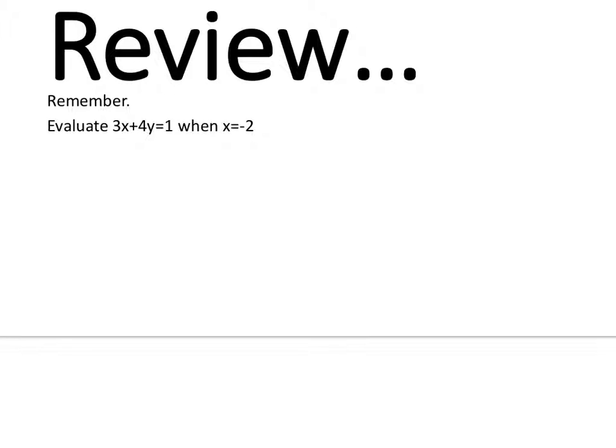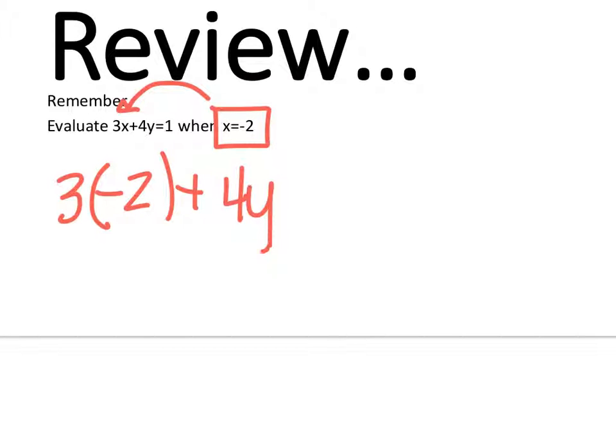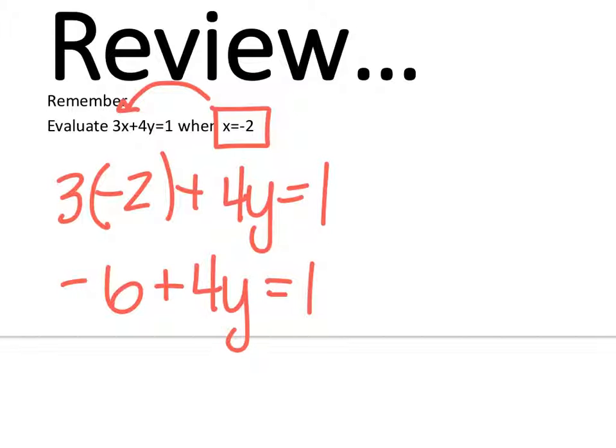To get started with substitution, I'm just going to review how to solve a problem like this. If I ask you to evaluate 3x plus 4y equals 1 when x equals -2, you're just going to take this x value and plug it in place of x. So this would give us 3 times -2 plus 4y equals 1. So 3 times -2 is -6. Then I have my plus 4y equals 1.